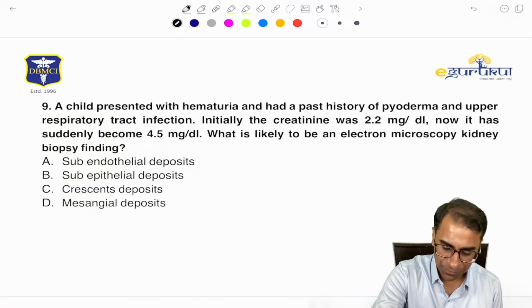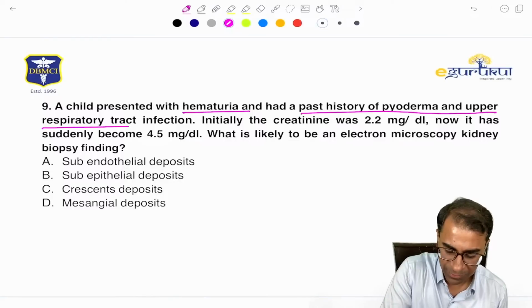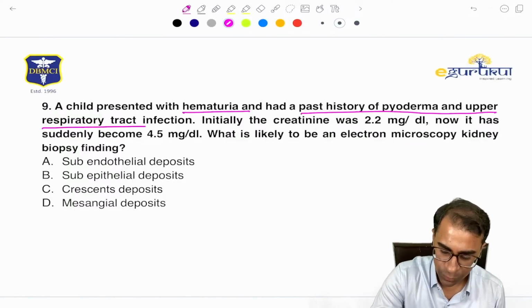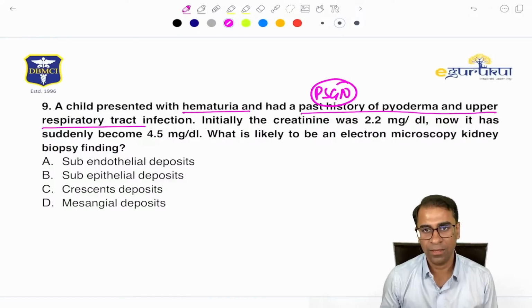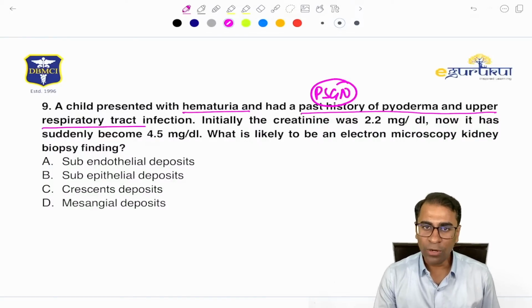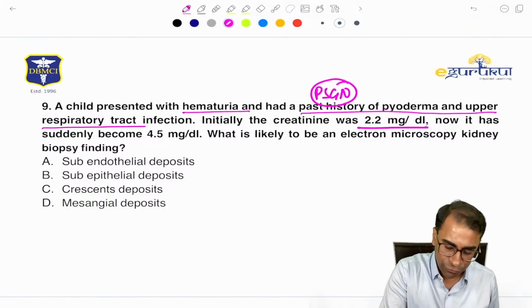The question was: there was hematuria and a past history of prodrome with upper respiratory tract infection. The moment you see a case of hematuria, do you think about PSGN? I don't think there's any doubt there. It's a typical case of PSGN. What is the question giving you? Initially creatinine level was 2.2 and now has increased to 4.5.